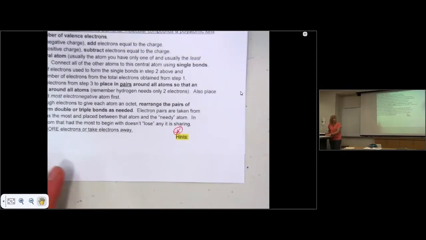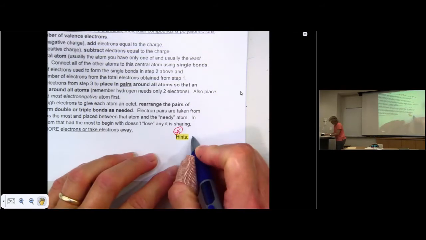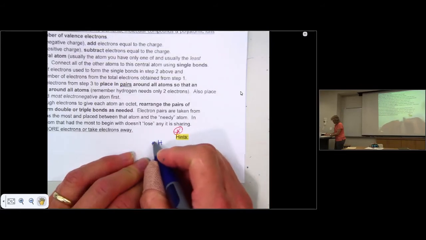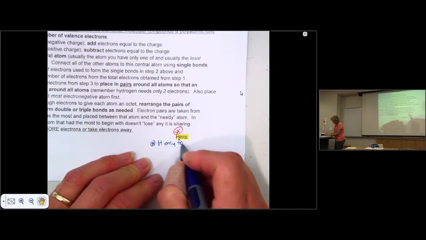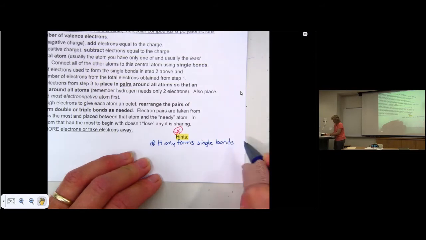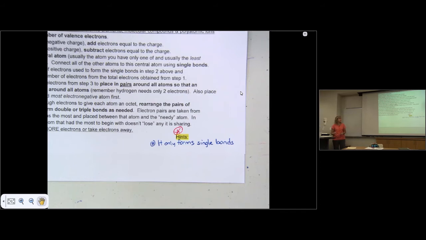So I'm going to write the hints down here, and these will help you. I'm going to write the first thing down. I hope you already know it, but I'll write it. Hydrogen only forms what kind of bonds? Single bonds. Hydrogen only forms single bonds. It cannot form anything besides a single bond.